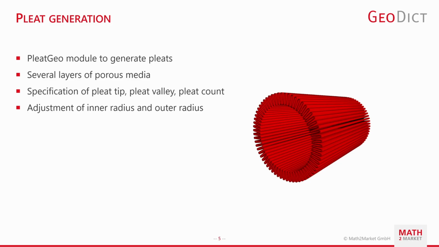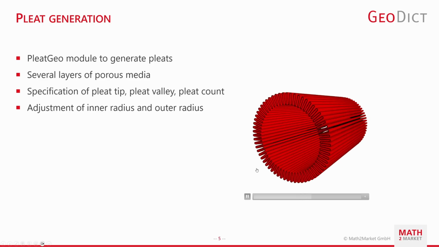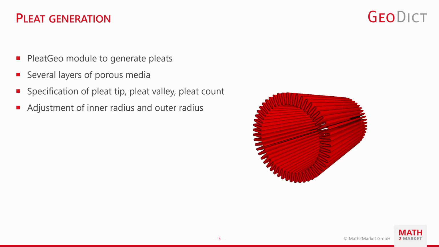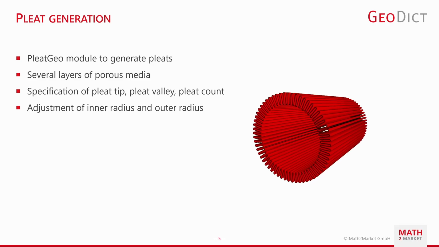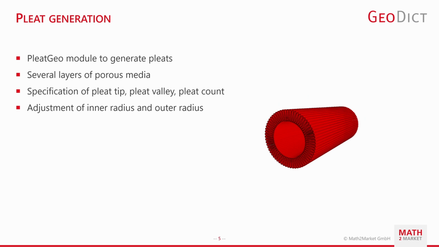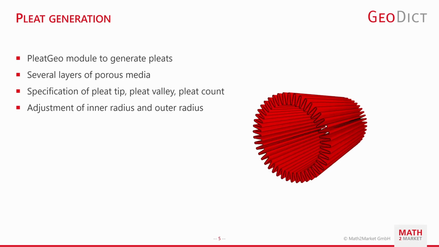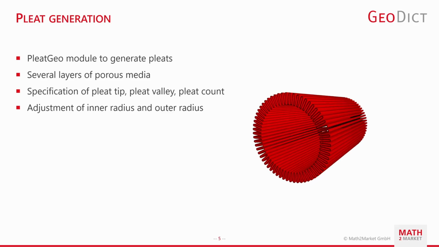The next step after that is, like I said before, the generation of a pleat, and in GeoDict we have a dedicated module for that which enables you to generate different pleats. So on the right hand side you see that we create different types of pleats easily in GeoDict. So you can create several layers of porous media itself, you can specify the pleat tip, you can specify the pleat height, you can specify the pleat count, you can also do things like M pleats, you can also of course adjust the inner and outer radius of your pleats itself, which means it's pretty easy and straightforward to generate different pleats and pleat designs in GeoDict, which helps you to create a variety of different pleats easily.